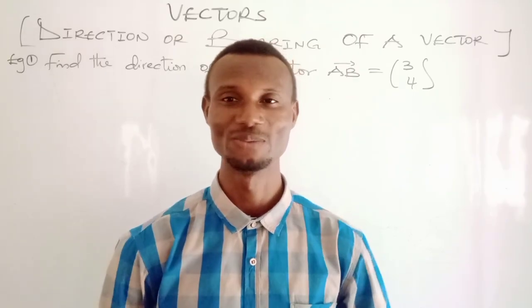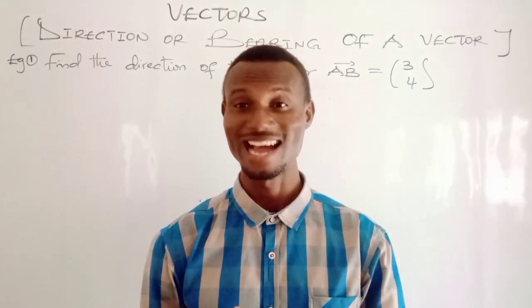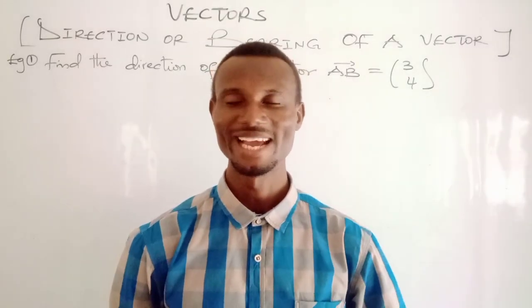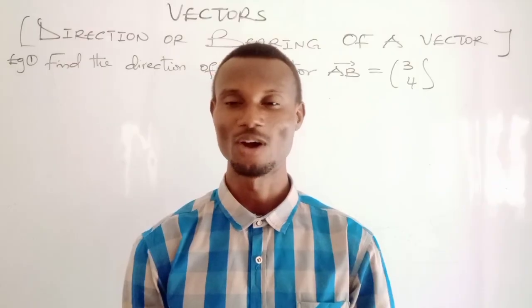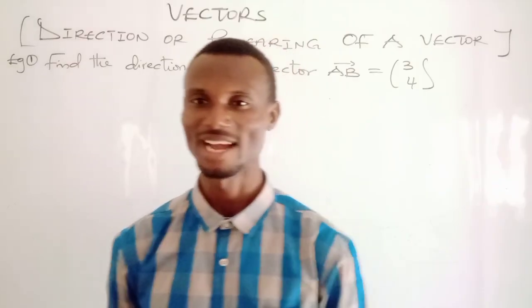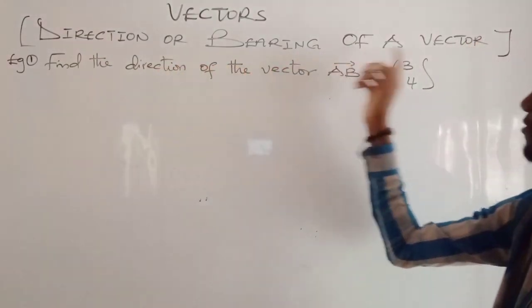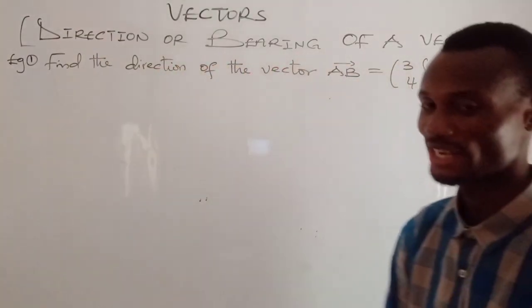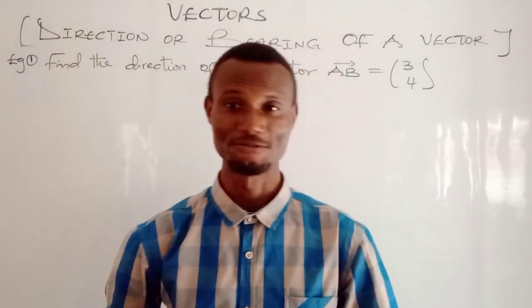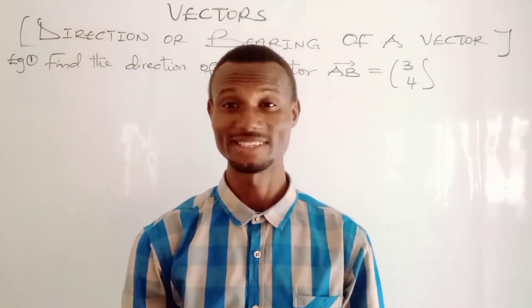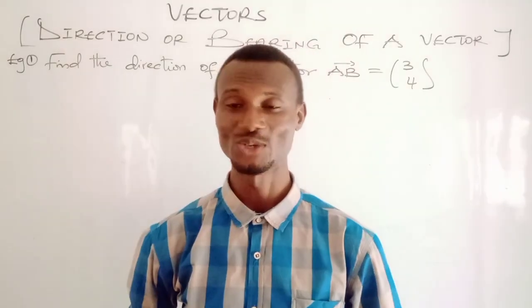So in this video, I want us to proceed and handle another aspect of vectors, and that is finding the direction or bearing of a given vector. As you can see from the board, I've written direction or bearing of a vector on the board. This is what I want to teach you in this video, and you can also see that I have an example on the board that I want to solve with you.